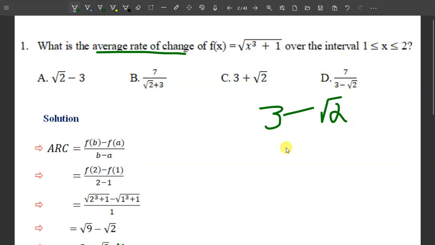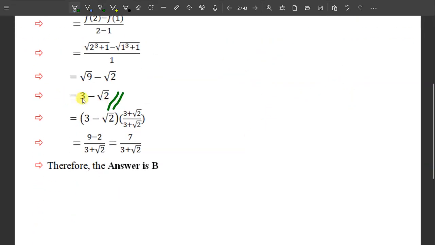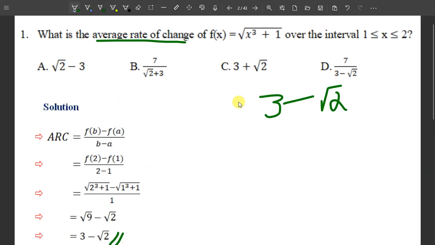Let us check. First, we need to rationalize this one as follows. Rationalize this one means, here, let me show you in a very simple shortcut way. Just square this one first. Square 3.